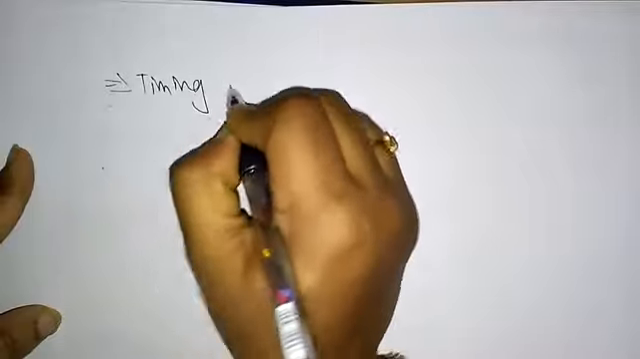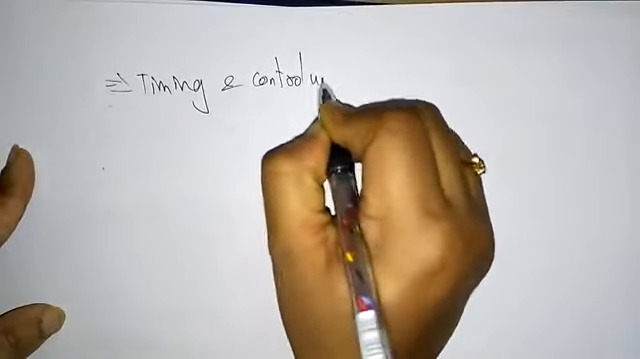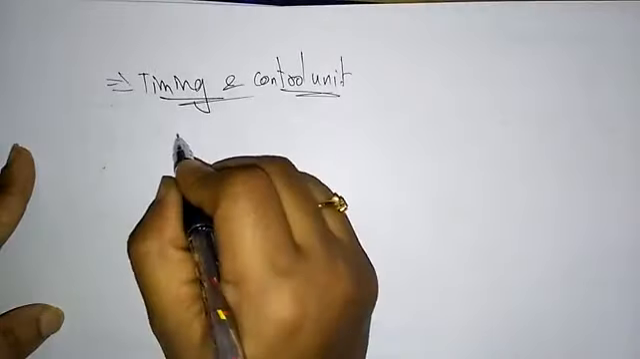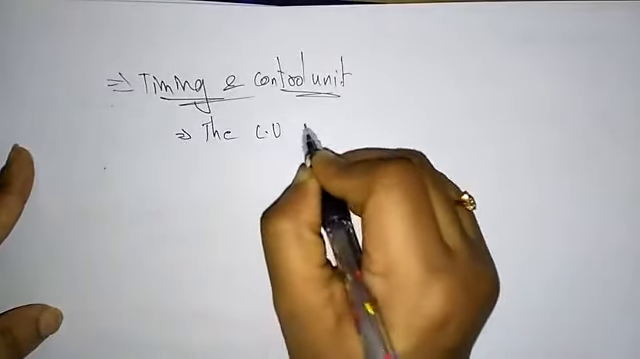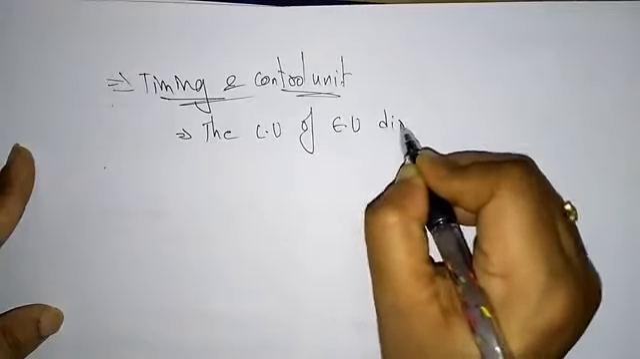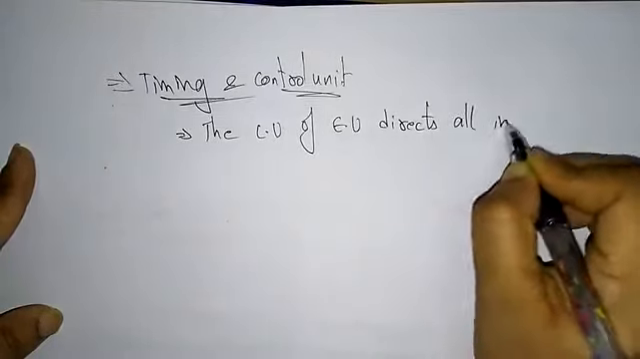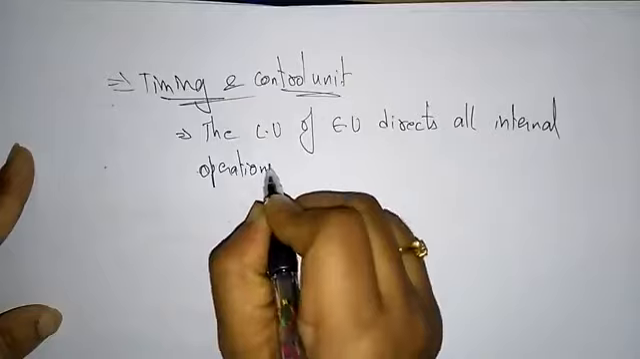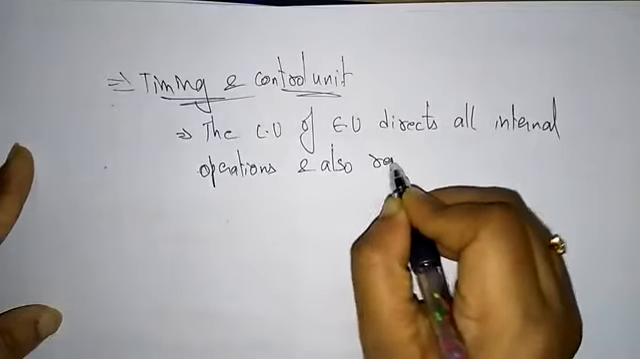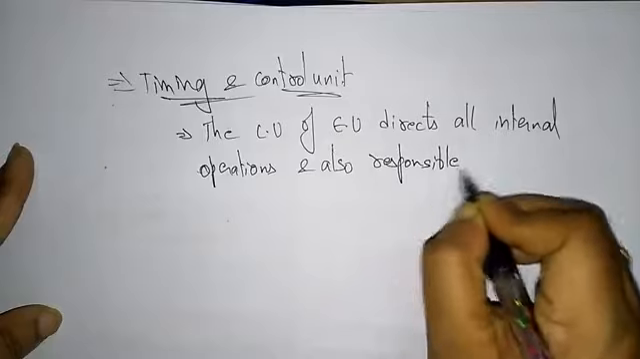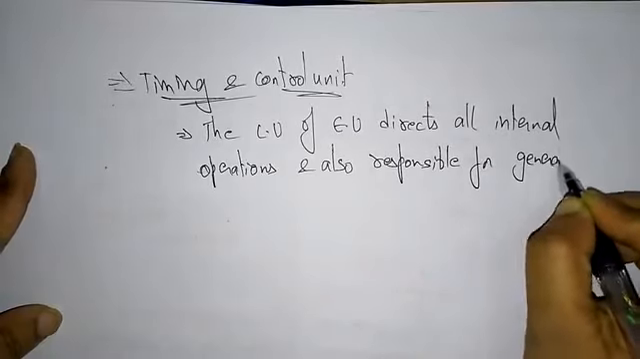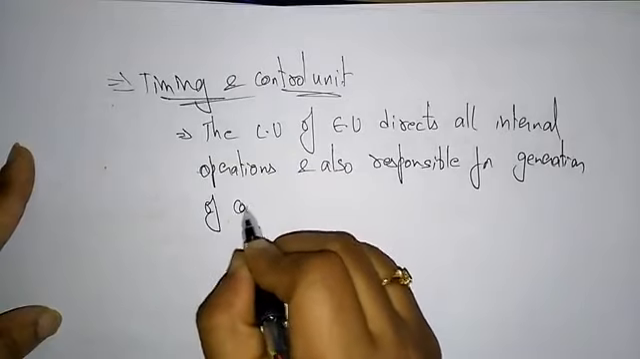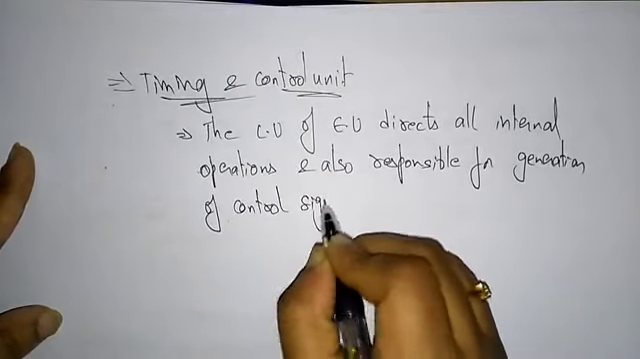Now coming to the last functional part present in the execution unit, the timing and control unit. So what is the use of the timing and control unit? I already said, the control unit of the execution unit directs all internal operations, and it is also responsible for the generation of control signals. So that is the operation of this timing and control unit.